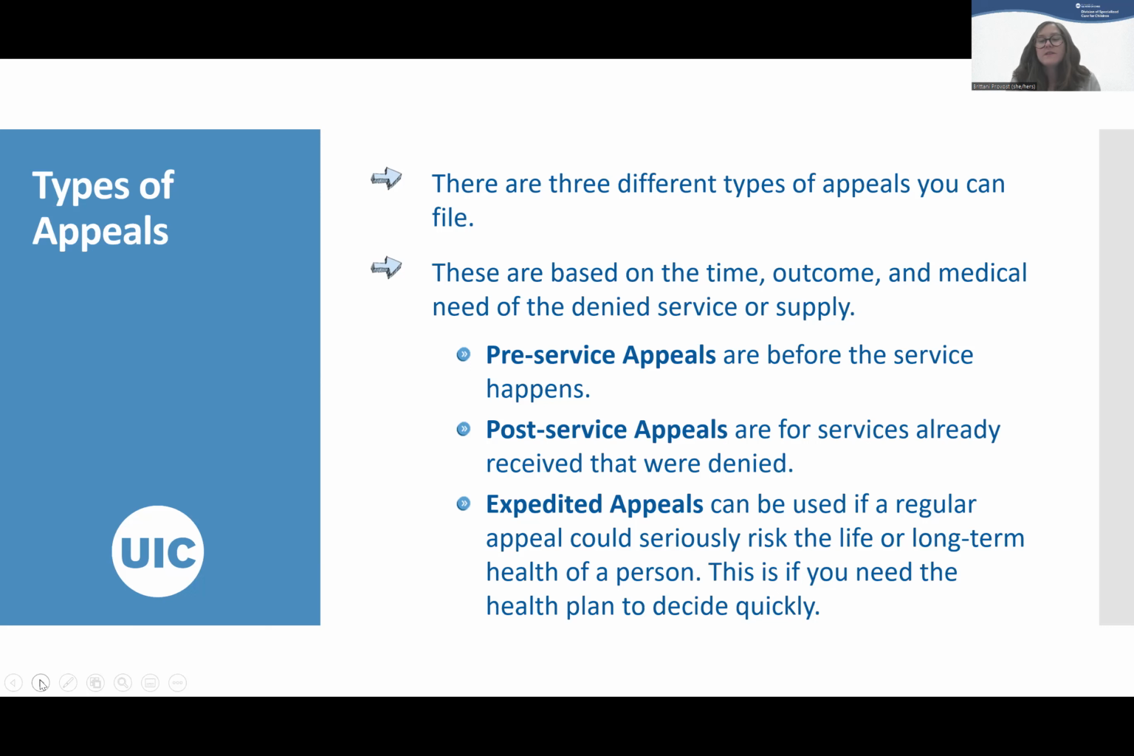And then expedited appeals is a different kind of category, but it's used when a regular appeal could seriously risk the life or long-term health of a person. So something that needs to be done really quickly. So if you need the health plan to decide this appeal within 24 hours, 48 hours, that kind of thing, you need to do an expedited appeal.